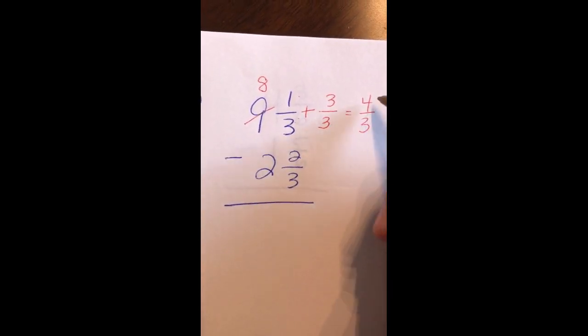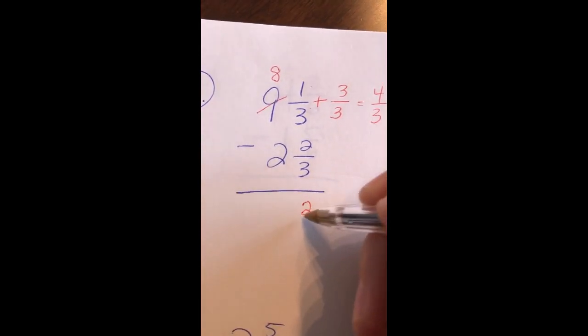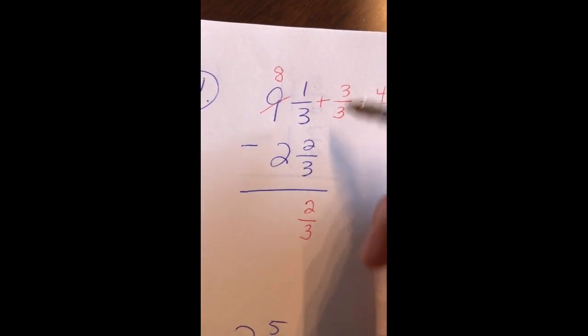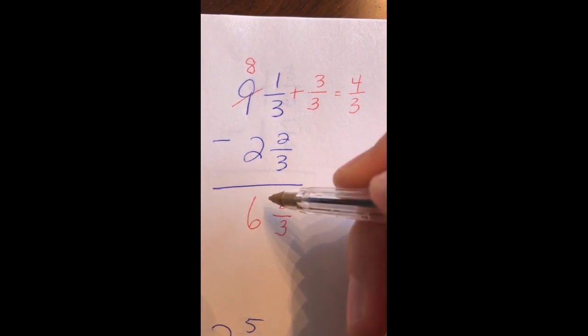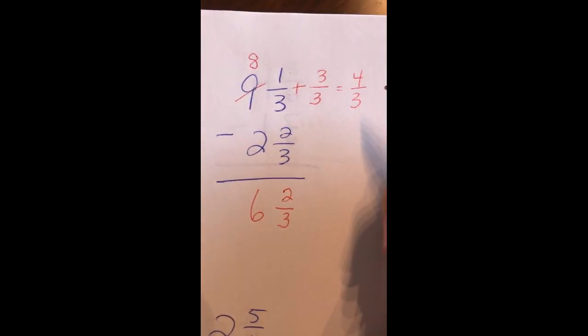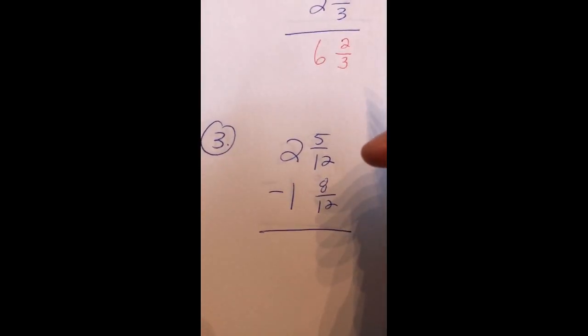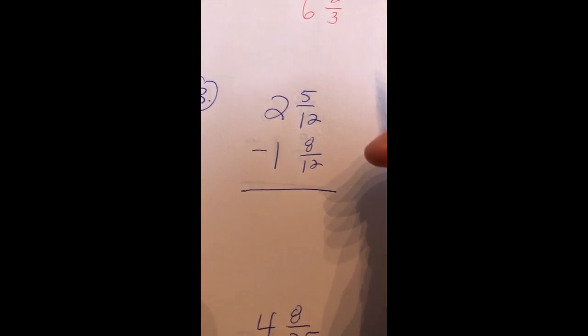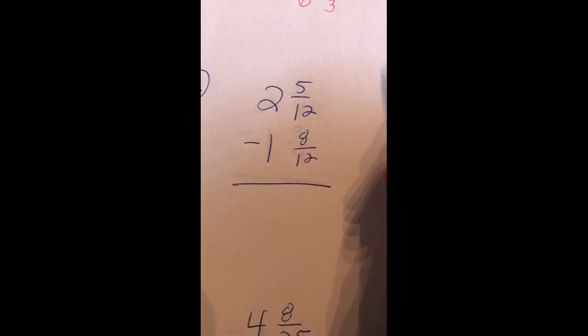And then I can subtract 4/3 minus 2/3, which is 2/3. And then I can subtract my whole number. 8 minus 2 is 6. So the answer to number 1 is 6 2/3. Let's go ahead and try number 3 together. Please write this on your paper. 2 and 5/12 minus 1 and 8/12.